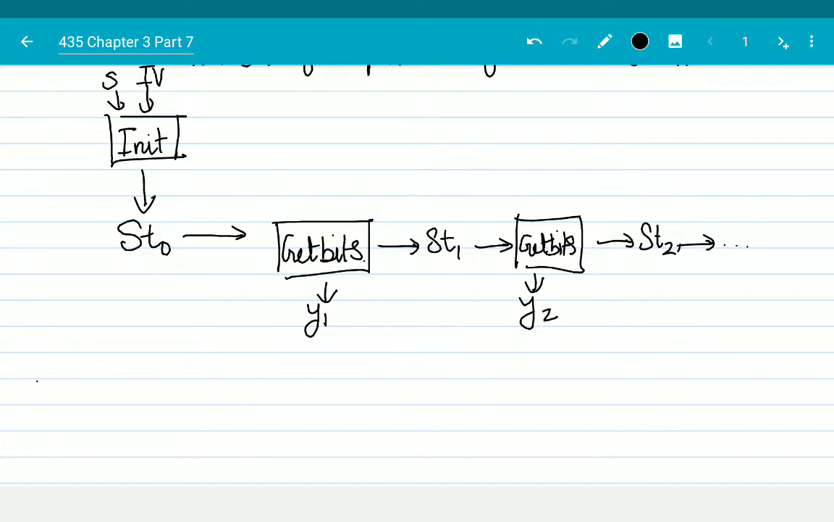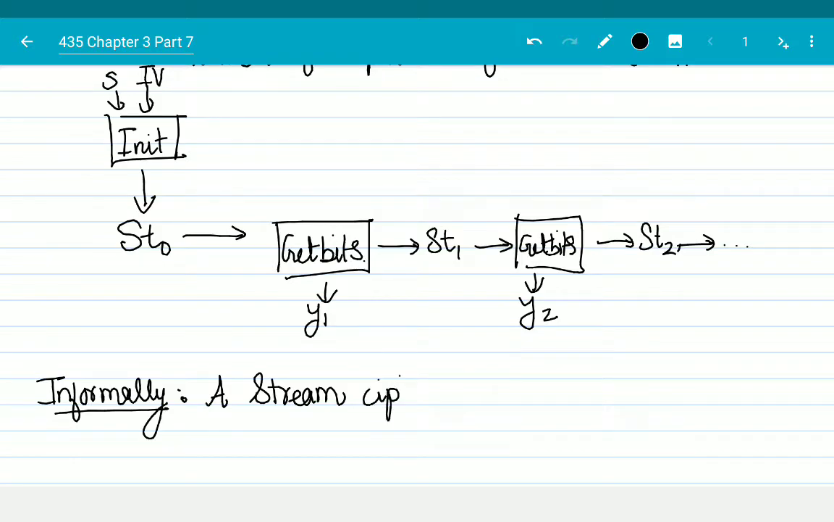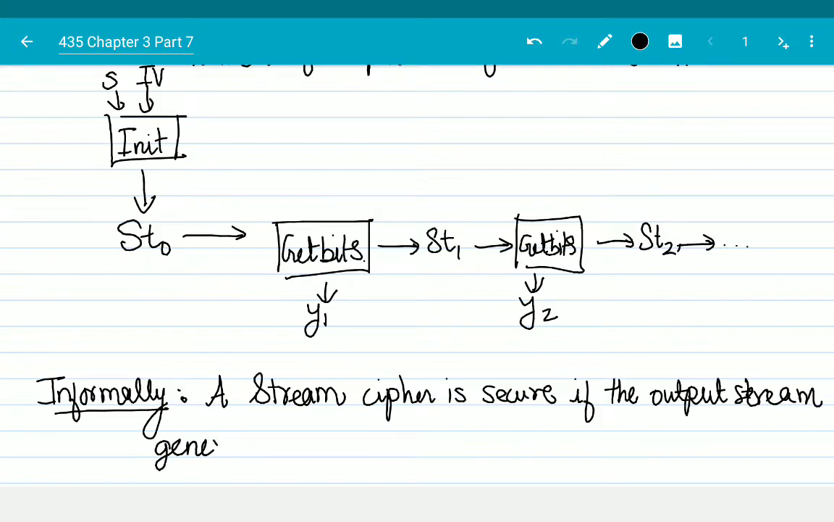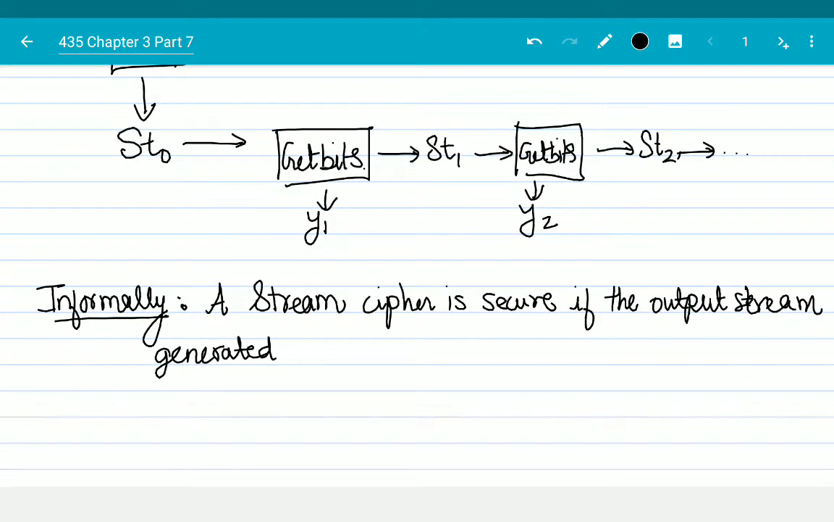So informally, a stream cipher is secure if the output stream generated from a uniform seed is pseudo-random.